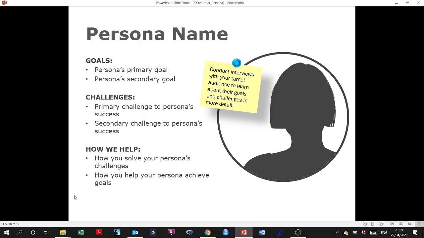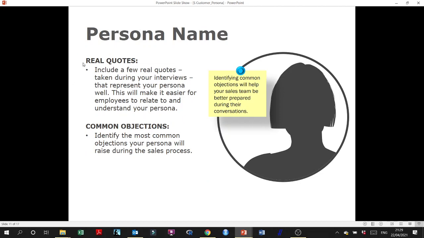This information here you can get from an interview, so you just have to make up any information that you imagine you collected from an interview. And these are real quotes from the persona, taken from the interview.